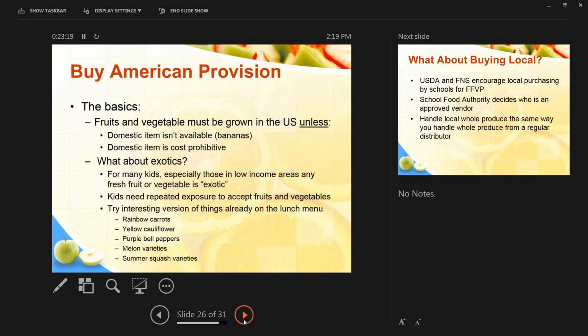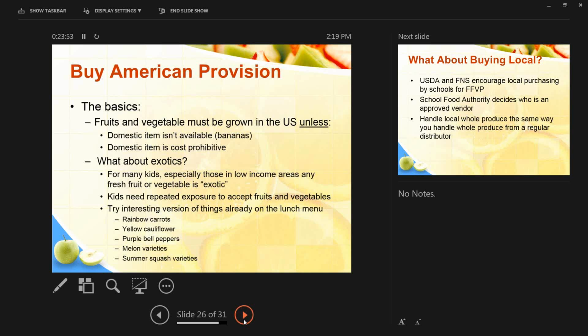This past year, we've had a lot of questions about the Buy American provision. So to talk about some of the basics, fruits and vegetables must be grown in the United States unless it's a domestic item that isn't available, and that's typically something like bananas that are largely grown out of the country, or if a domestic item is cost prohibitive. So that would be in a circumstance where maybe, for example, bananas, there was a domestically available product, but it was just prohibitively expensive to serve.